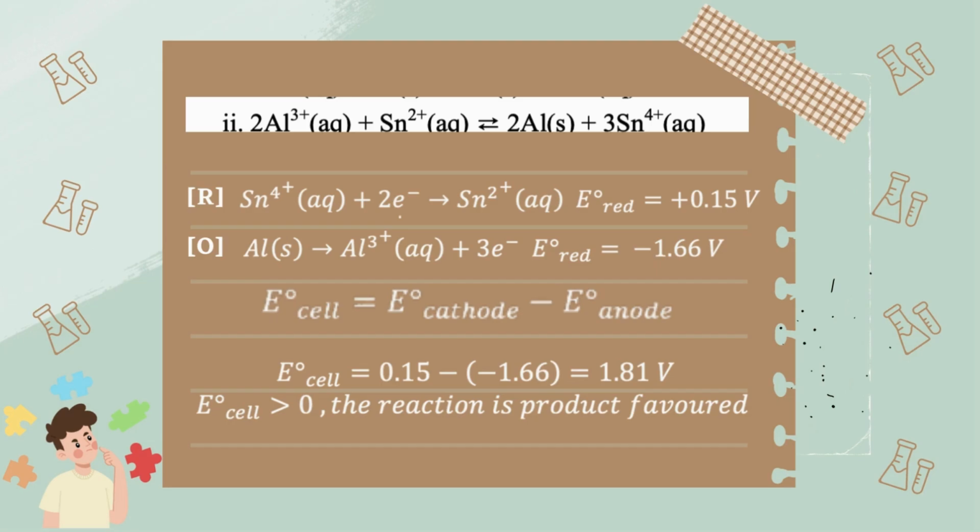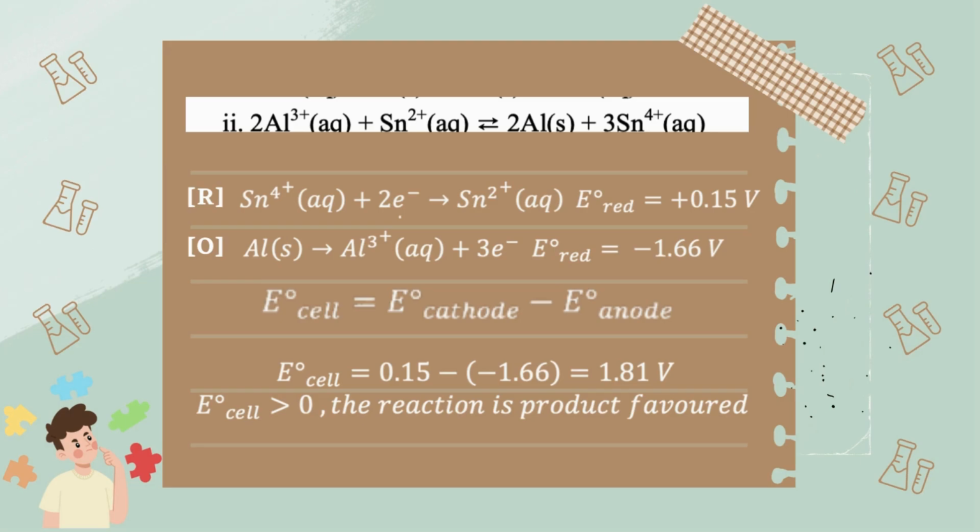So we use the same formula, which is E0 cell equals E0 cathode minus E0 anode. So E0 cell we can calculate by 0.15 minus negative 1.66, and we get 1.81 volt. Since E0 cell equal to 1.81 volt is positive, this reaction is also product favored. A positive E0 cell means that this reaction is spontaneous under standard conditions too.